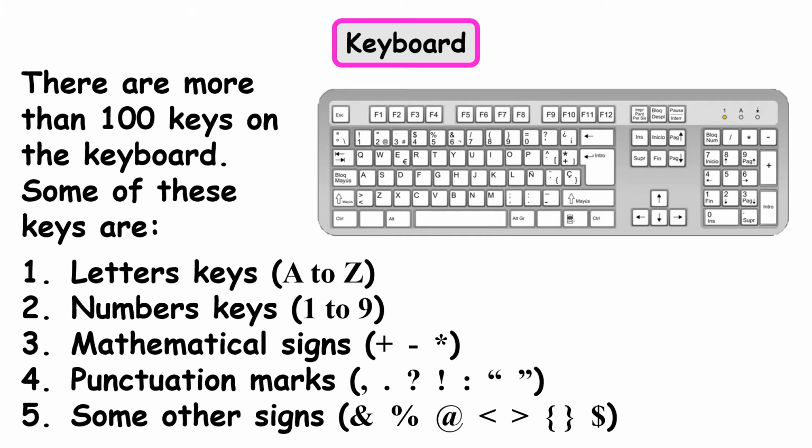Data entered with the help of the keyboard can be seen on the monitor. When you press a letter key or a number key on the keyboard, it appears at a specific place on the screen. The keyboard is connected to the CPU box with a cable wire.